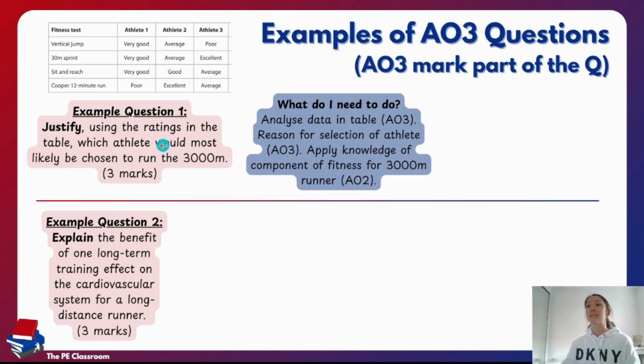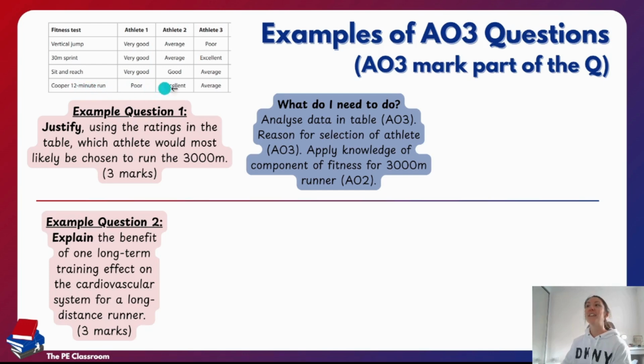And because it's asking you about applying your knowledge, you've essentially got to know what type of race a 3,000 metre race would be. So you'd need to recognise that it's a long distance race, therefore the Cooper 12-minute run is what tests the component of fitness that is needed for it. And that's essentially how you figure out what athlete it is. Okay, so for 3,000 metres, they obviously need cardiovascular fitness.